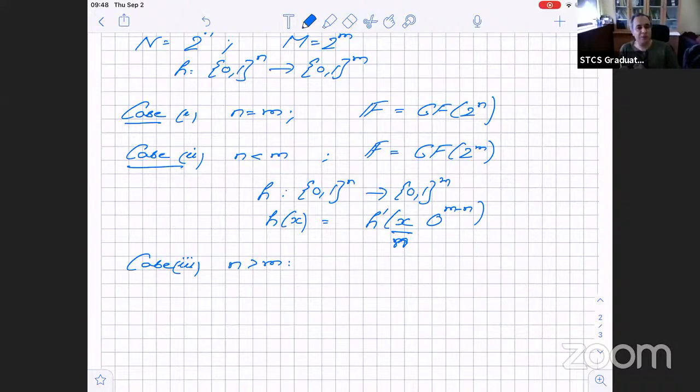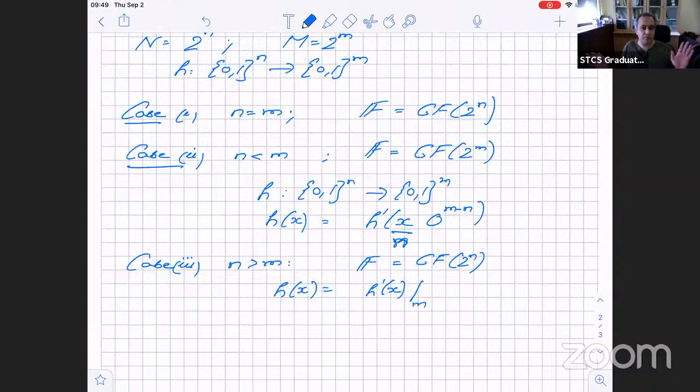In the other case, what will you do? Now, if n is greater than m, what would you do? We can project out the last coordinates. You just project it out. In this case, you work with f once again being g of 2 power n, and then you project it out. You write h of x to be just h prime of x projected to the first m bits, or whichever m bits, and that will take care of it.